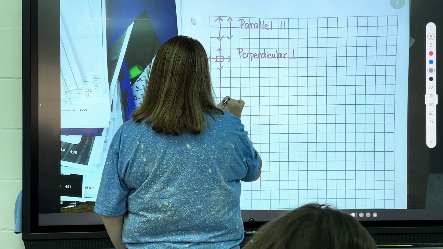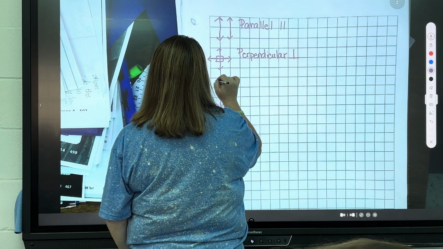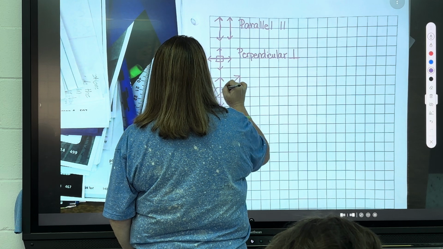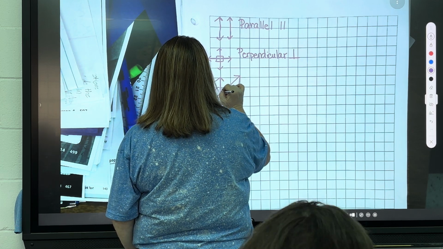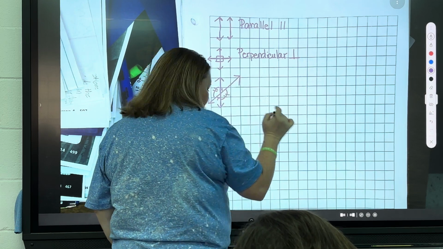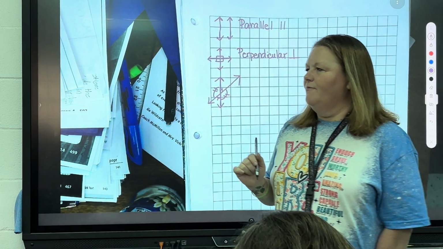And then the last one, intersecting. What do we know about intersecting lines? They're going to cross. What do we know about the measures of the angles? They both have two obtuse and two acute angles, and they are the same. Very good.